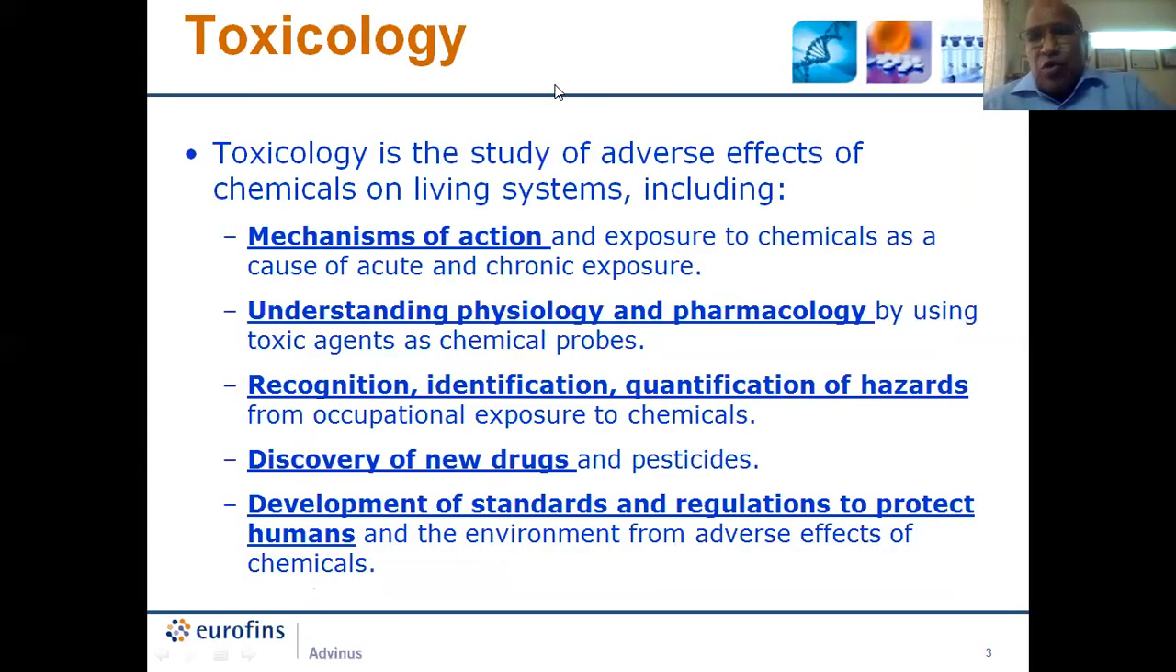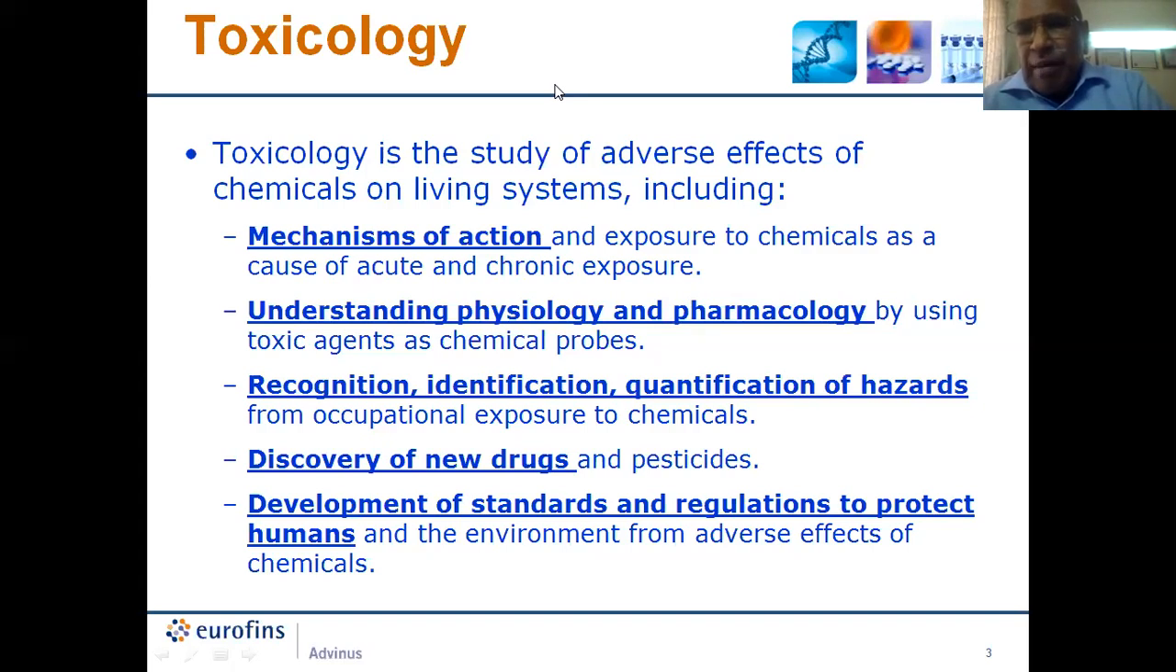I'll be talking about dose and dose response in a series of slides. So now, in terms of toxicology, toxicology is the study of the adverse effects of chemicals on living systems. Living does not mean only man; it could be dogs, cats, animals, bacteria, fungi, frogs, you name it, and the environment. So we are interested in studying the mechanism of action of exposure to chemicals as a cause of acute and chronic exposure. I will describe the words acute and chronic later.